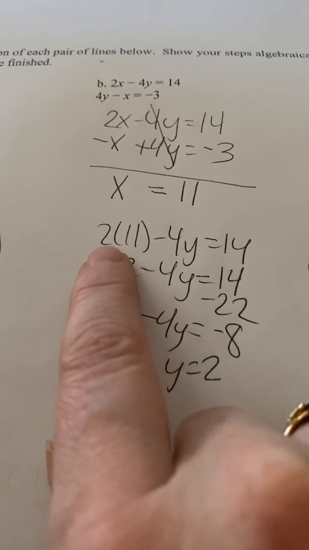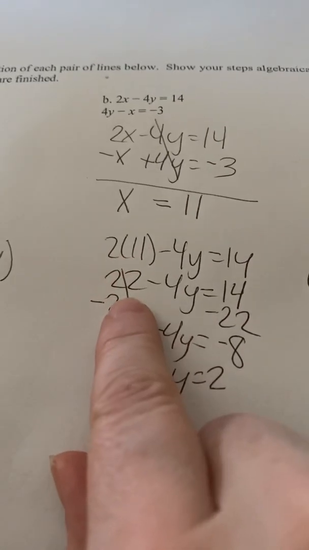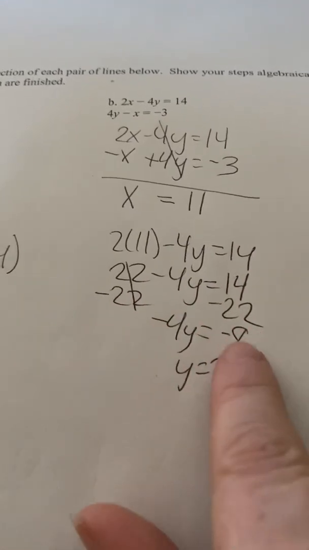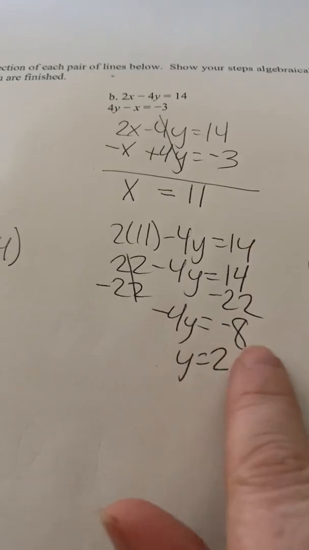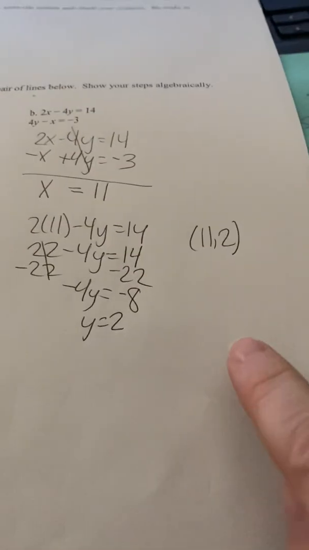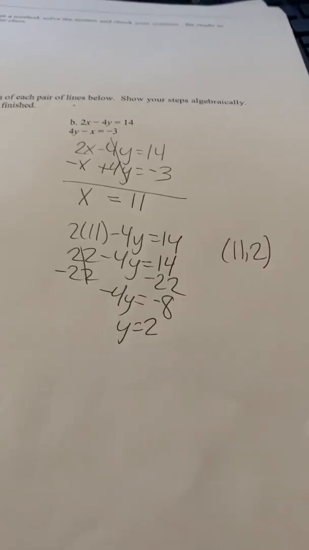So I plugged it into the top equation. 2 times 11 is 22. Minus 4y equals 14. Subtract 22 from both sides. You get negative 8. Divide both sides by negative 4. And you get y equals 2. So x is 11, y is 2.